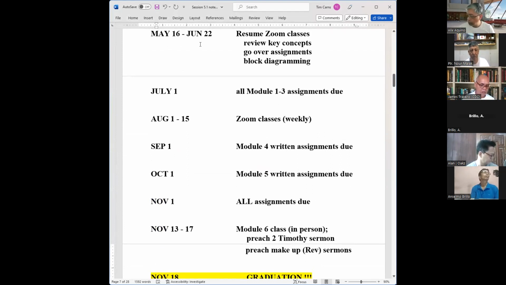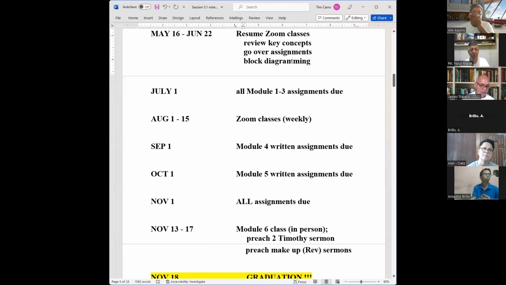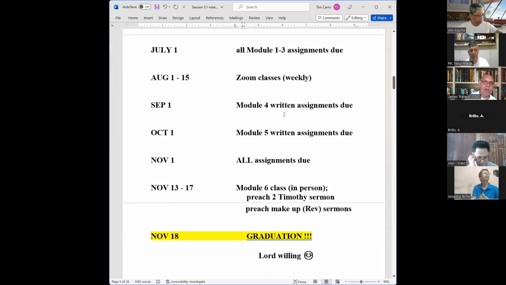So from now until late June, we'll be going over key concepts, reviewing assignments for Module 5, and then diagramming, so keep trying to practice a little bit on that each week. Okay? All right.